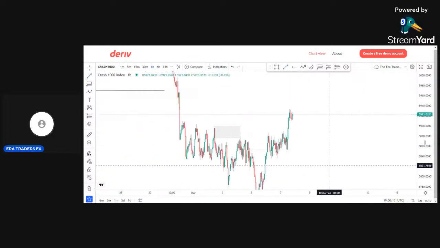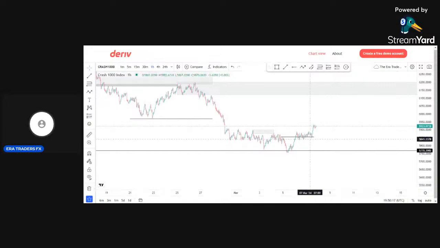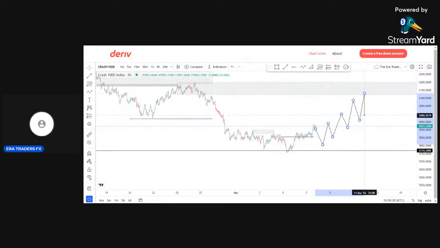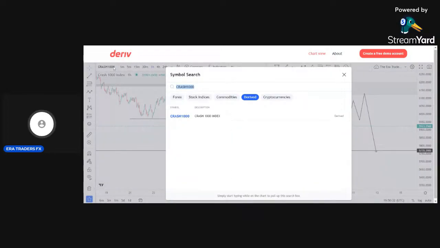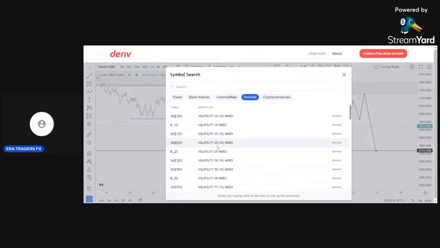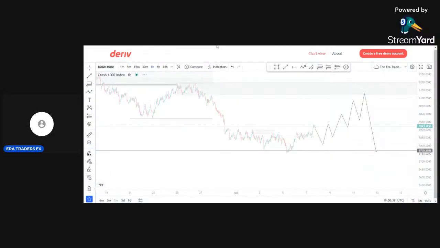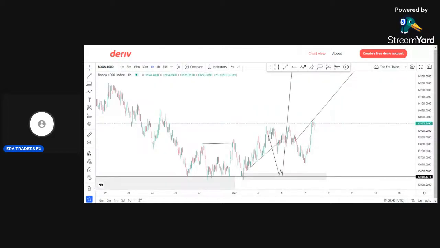I don't know the exact date, but I know price is coming into this region. So watch out for something like this. Then when price comes into here, we short. I don't even know the Boom 1000 you asked us to check. I think it's currently doing... let me see.